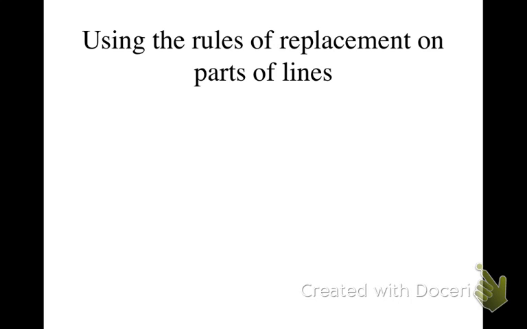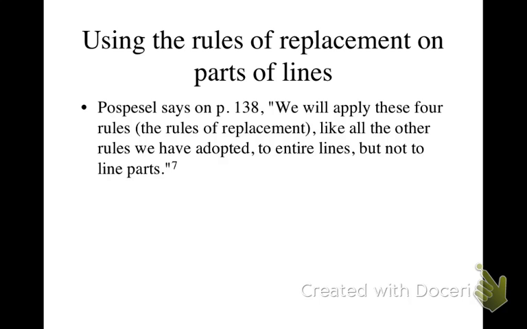In this video, I will discuss the question of whether or not we can use the rules of replacement on parts of lines. So, on page 138, Pospisil says, we will apply these four rules, the rules of replacement, so that's double negation, De Morgan's law, contraposition, and arrow, like all the other rules we have adopted, to entire lines, but not to line parts. And then there's a little footnote, number 7.